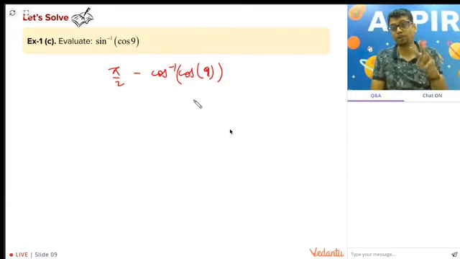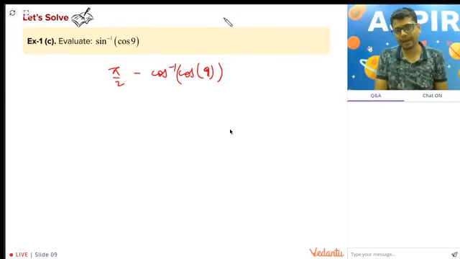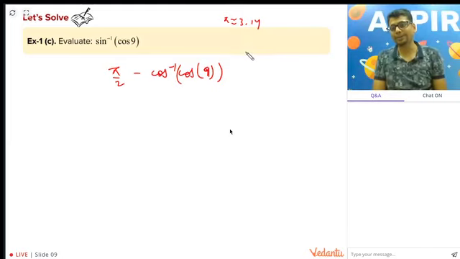Remember, for cos inverse cos x, we only deal with even integral multiples of pi. Pi is roughly about 3.14, and I want the output to be between 0 and pi. So 2 pi plus 9 will not work. 2 pi minus 9 is right. 3 pi, we never use the odd integral multiple.